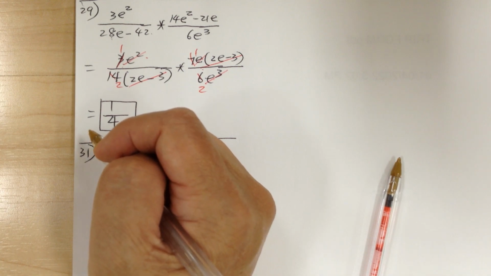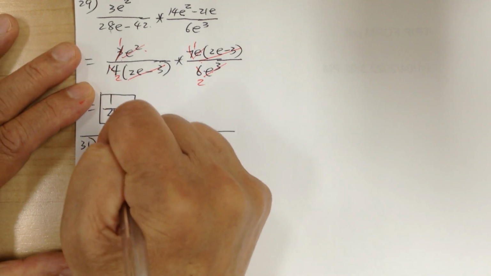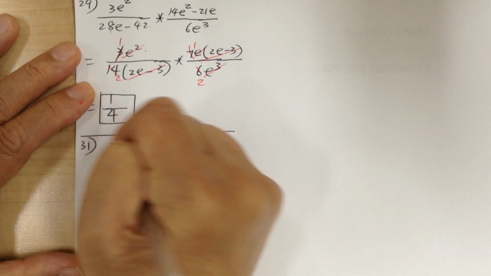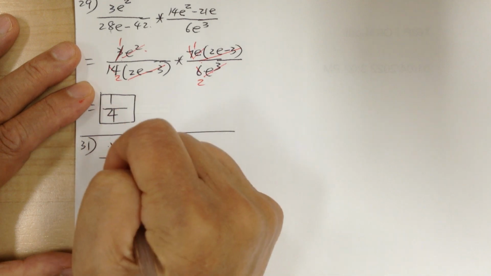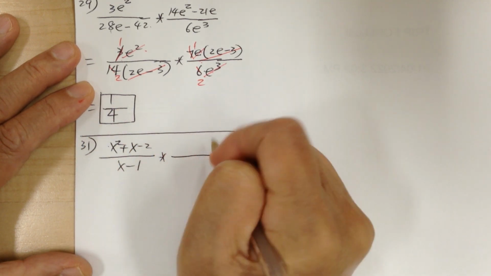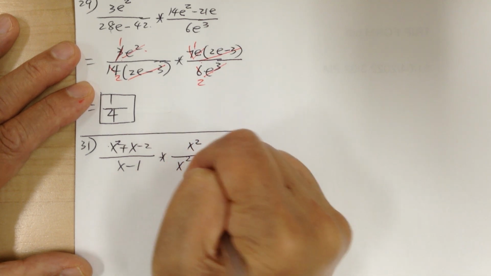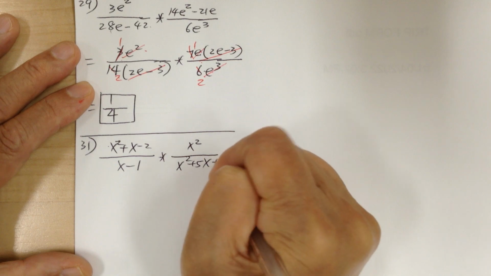Let's go to 31. Okay, so you got x squared plus x minus 2 over x minus 1. It's division, so I'm going to change into multiplication and flip this upside down. Then I'm going to do the factoring.